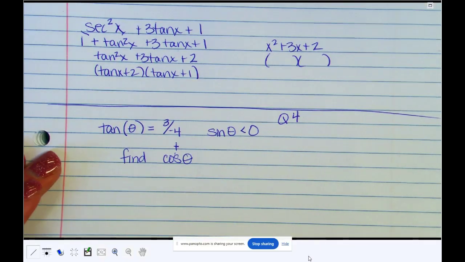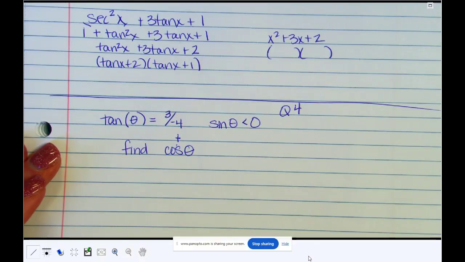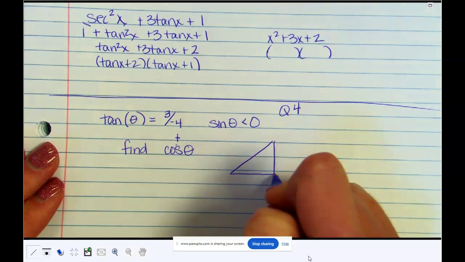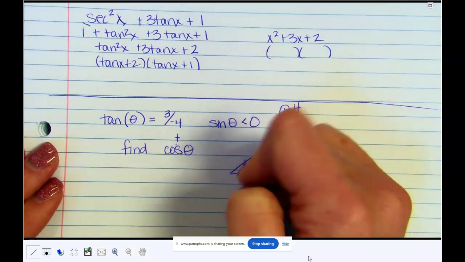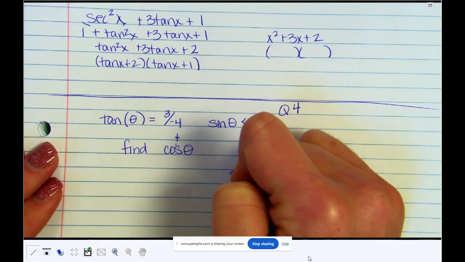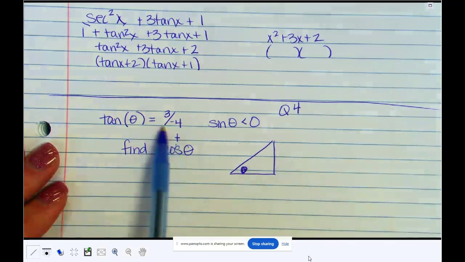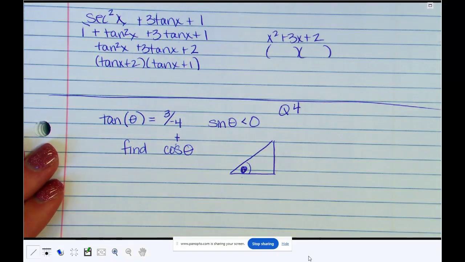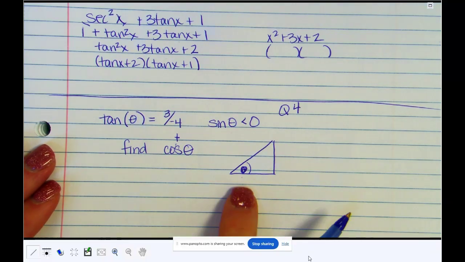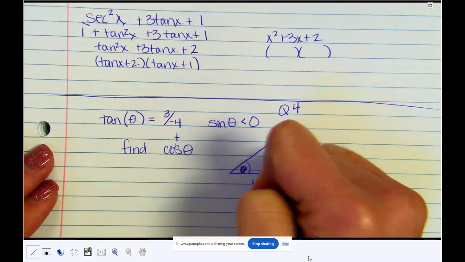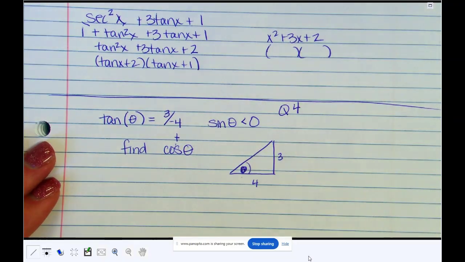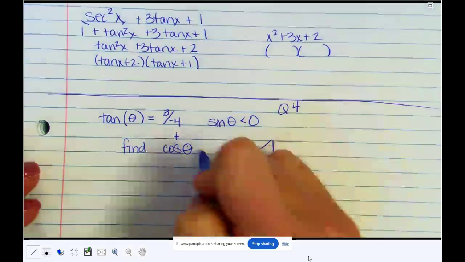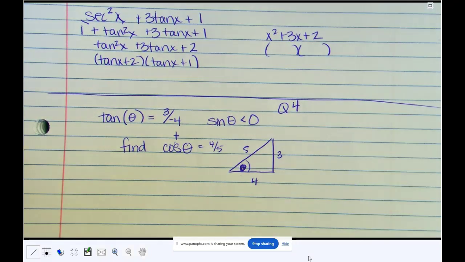And then what are you going to do? You got to make a triangle. Yep. Okay, so tangent. You got to label your angle. Otherwise, when you go to pick sine and cosine, you'll be using the wrong angle. So make sure you label your angle. Tangent is opposite over adjacent. What's the hypotenuse? 5. And then you can find the cosine. Cosine is positive, and it will be adjacent over hypotenuse.